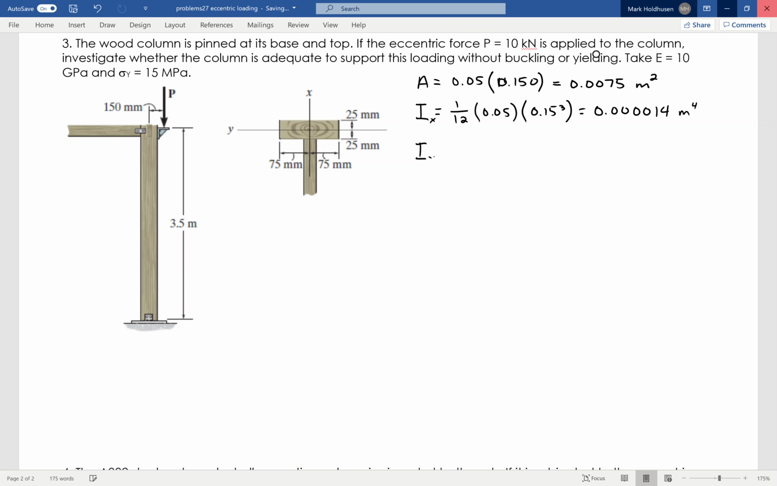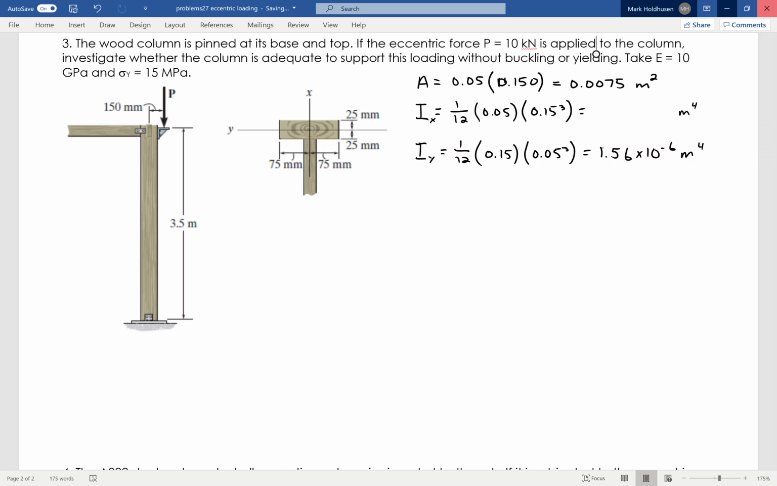The moment of inertia about the y-axis is going to be, we flip those, and it's going to be 0.15 times 0.05 cubed. And from that guy, I get 1.56 times 10 to the negative 6 meters to the fourth. So about the y-axis is the way it's going to buckle, right? That's the weak axis. Let me rewrite this so it's easier to tell the difference between these.